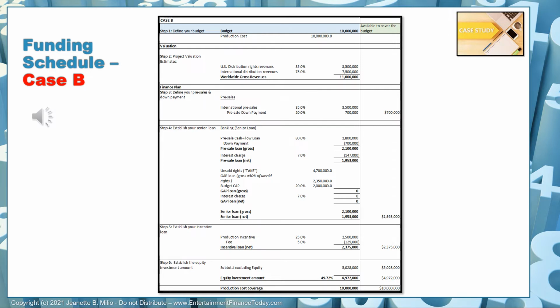We have a lender fee applicable here of 5% because we're getting a loan against this estimated production incentive. The lender fee is 5% of $125,000. The net incentive loan we would be receiving is $2,375,000. Together with the bank loan and the down payment we received from the distributors, we have secured $5,028,000, which would leave $4,972,000 to be covered through equity in order to cover the $10 million budget.